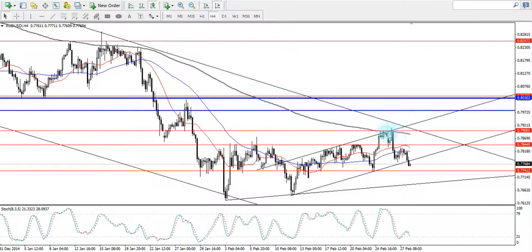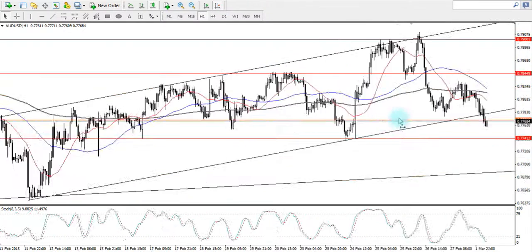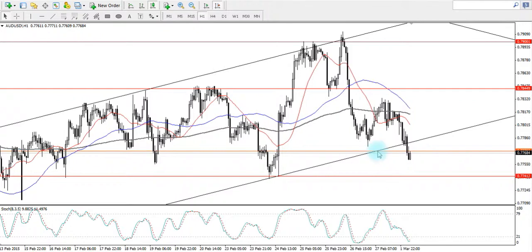since it got resisted at the 200 moving average twice. Zooming into the 1-hourly charts, the next support level we are looking at is the price of 0.7741.